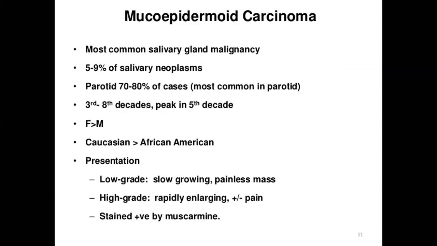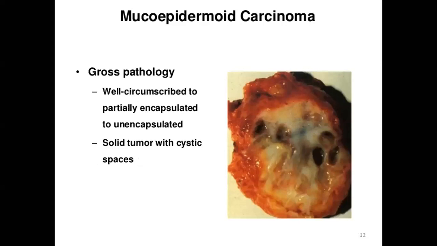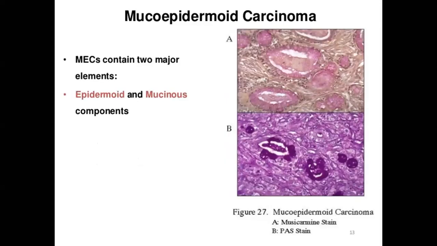Presentation: low grade is a slow growing, painless mass. High grade is rapidly enlarging, sometimes with pain. On gross pathology, mucoepidermoid carcinoma is well circumscribed to partially encapsulated to unencapsulated, solid to cystic spaces. Mucoepidermoid carcinoma has two major elements: one is the epidermoid and the other is the mucinous component.